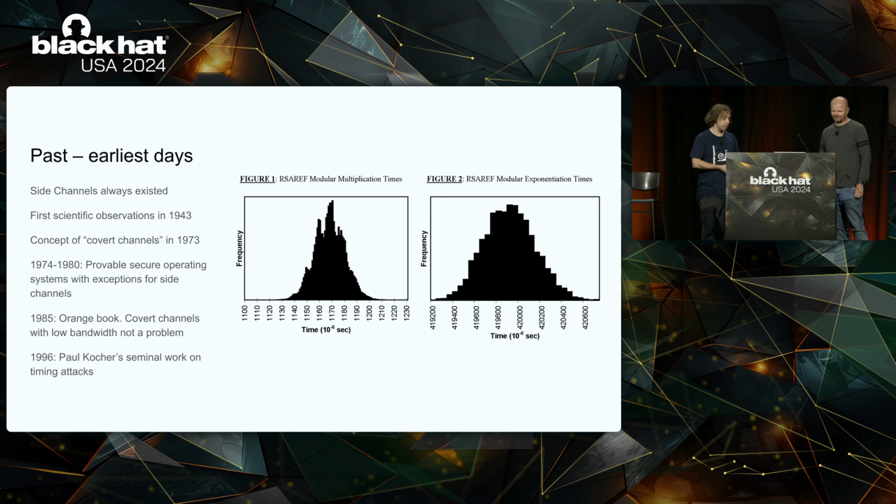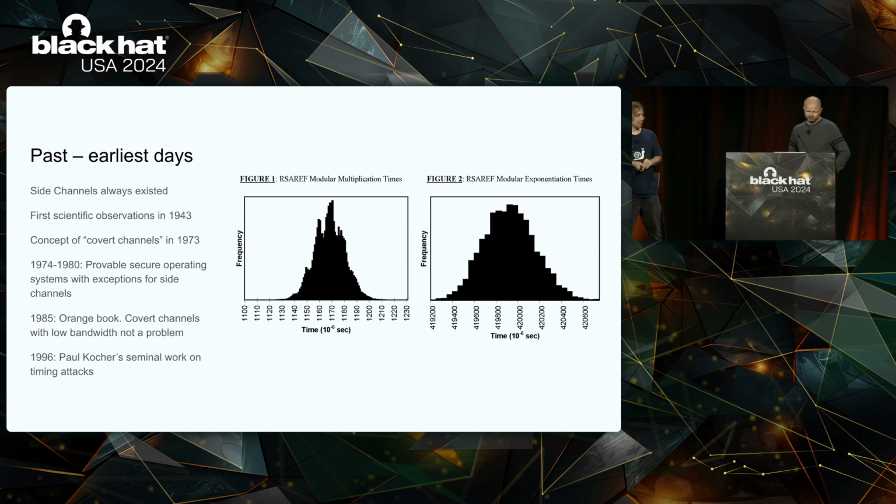Then of course this developed a bit further. We had this era of provably secure operating systems. Wonderful. The only thing that provably secure operating systems couldn't solve was side channels. So what did we do then? Basically, in the Orange Book, we said it's not a problem if the leakage rate is low enough.